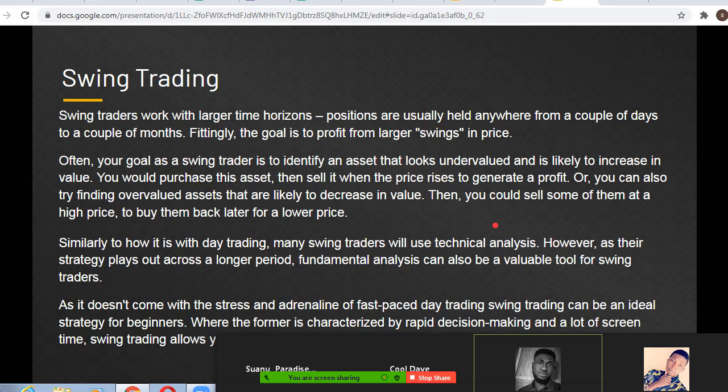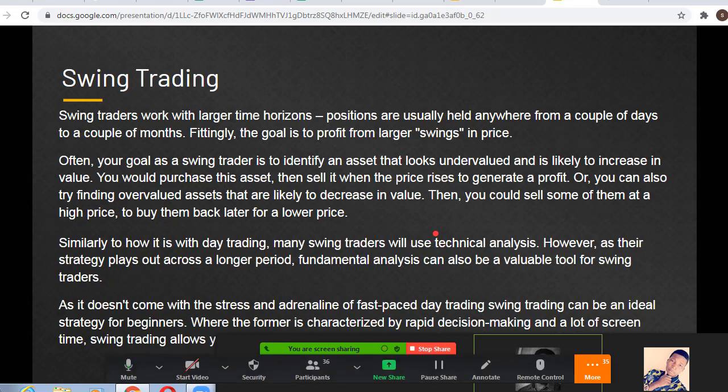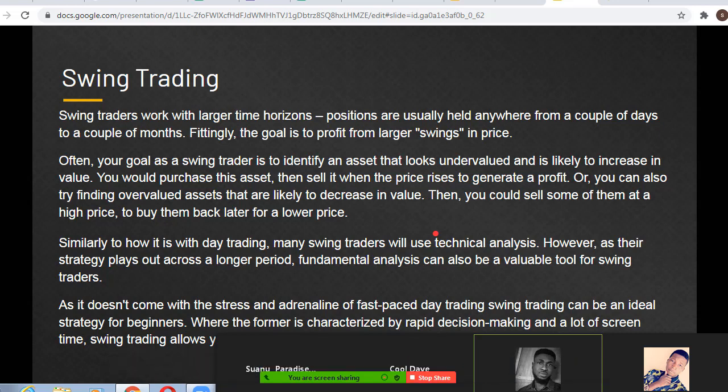Now, swing trading is mostly for investors that use fundamentals. They look at the higher time frames. The positions are usually held over a couple of days and months, and they take a swing part of the price. I will show you what a swing point is in the markets shortly. Often their goal as a swing trader is to identify an asset that looks undervalued and will likely increase in value in a period of time, and then they purchase that asset and sell it back when the price rises to collect their profit.